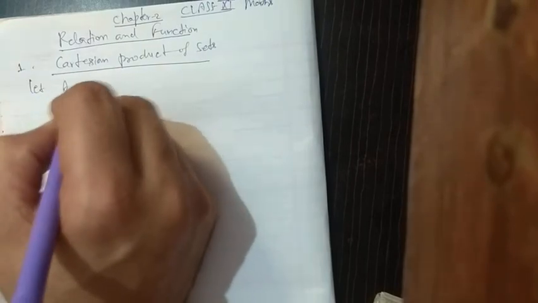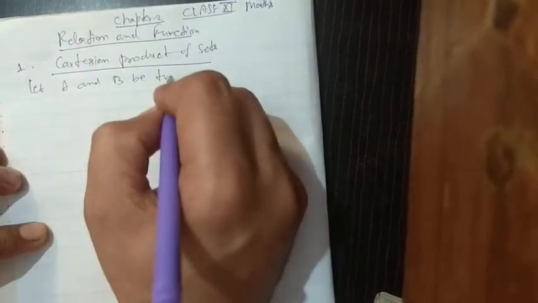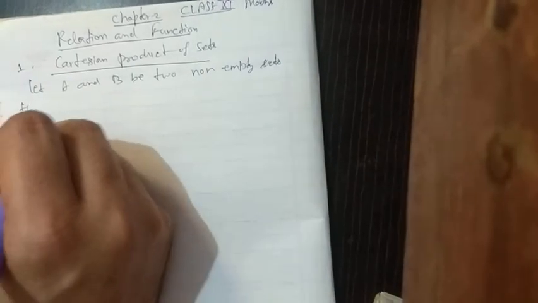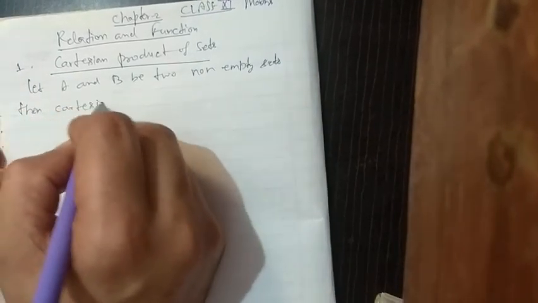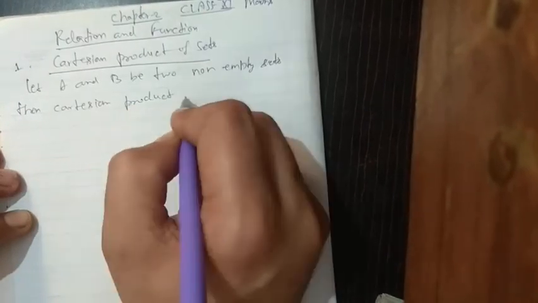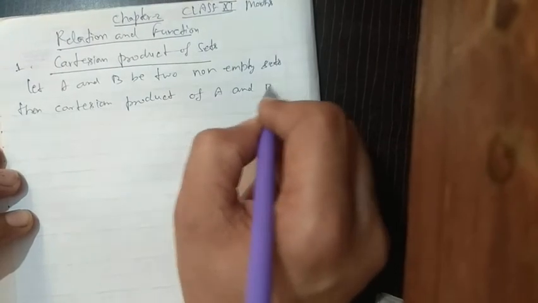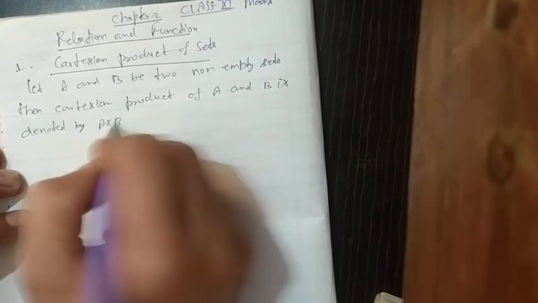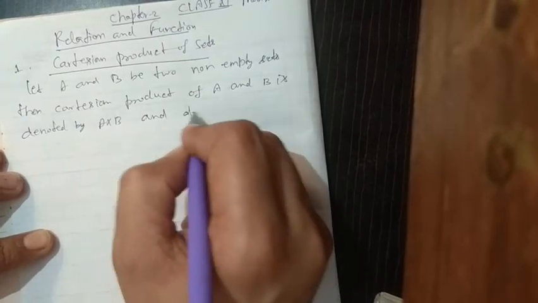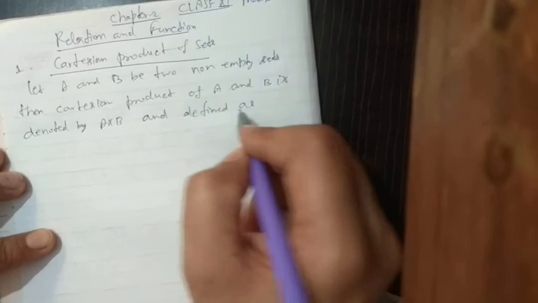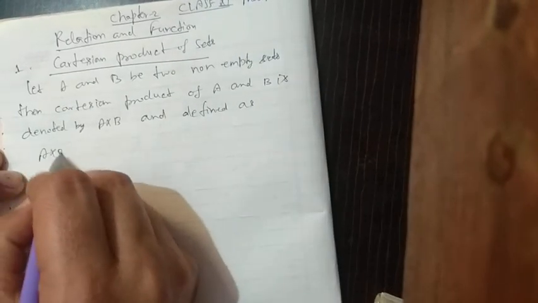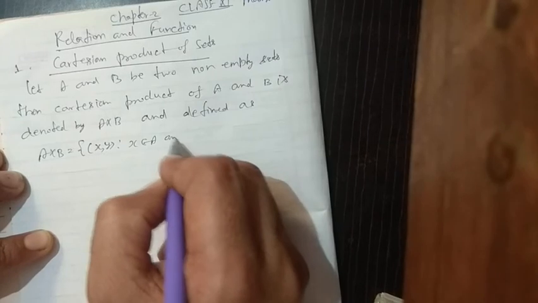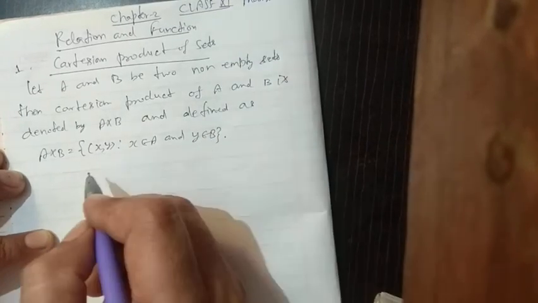Let A and B be two non-empty sets. Then the Cartesian product of A and B is denoted by A cross B and defined as A cross B is equal to (x, y) such that x belongs to A and y belongs to B. It is the Cartesian product of two sets.